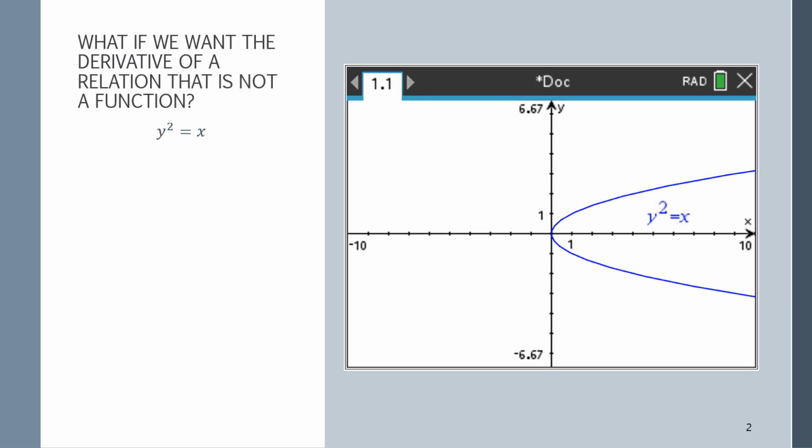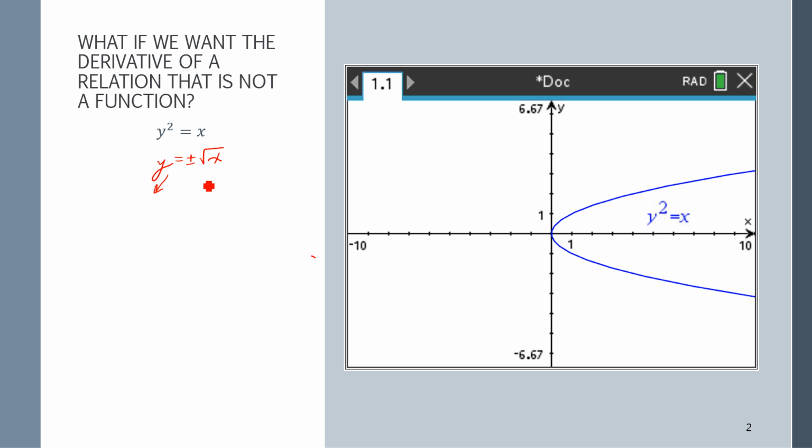we want to talk about what if we want to find a derivative of a relation that is not a function. For example, y squared equals x. Because y squared equals x is a parabola opening to the right and therefore violates the vertical line test. One thing we could do is that we could say, well, let's go ahead and isolate y like we normally do. But because I'm introducing the square root, I do need a plus or minus.